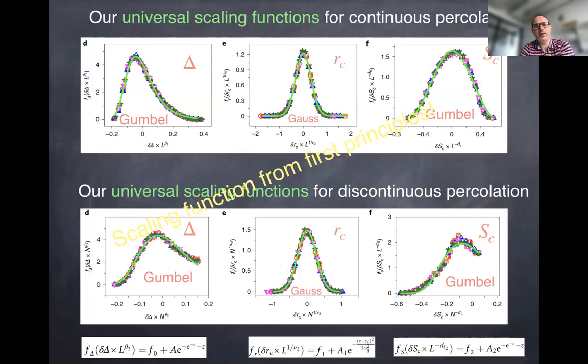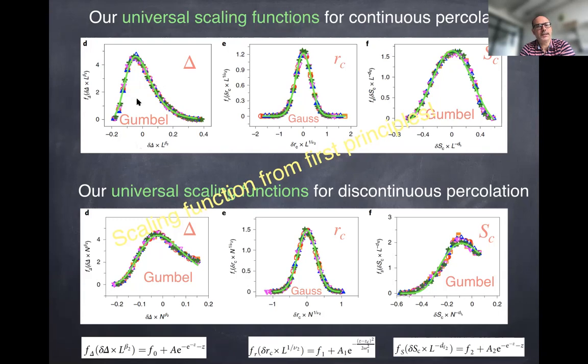So what we figure out is then that we derive the scaling functions sort of from first principles and not so much for RC, so that is just an assumption that it is Gaussian distributed, but we derive it for the gap, delta, and SC, so the order parameter.